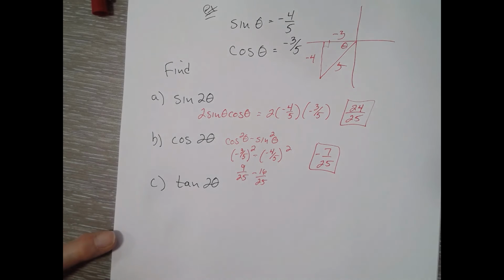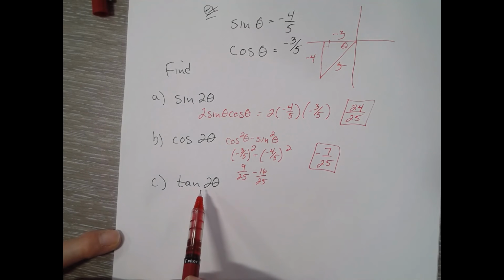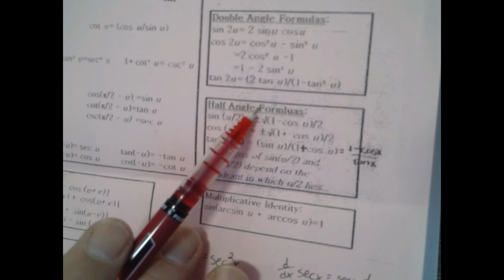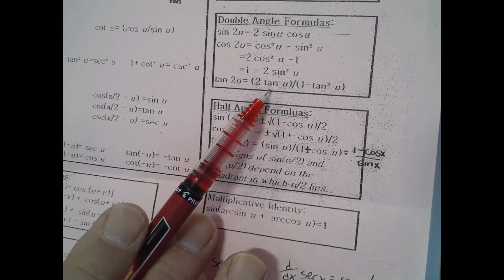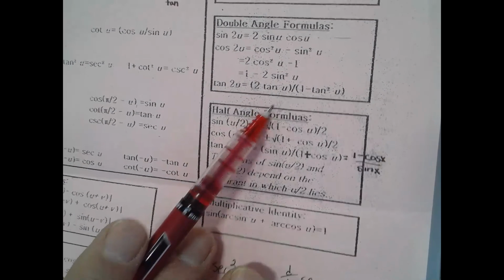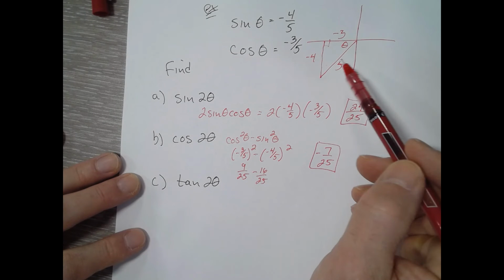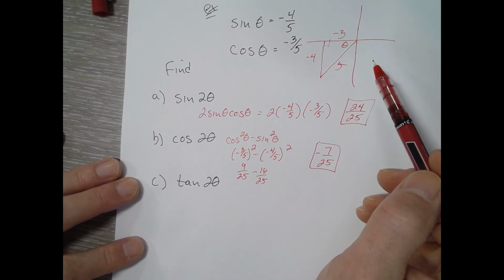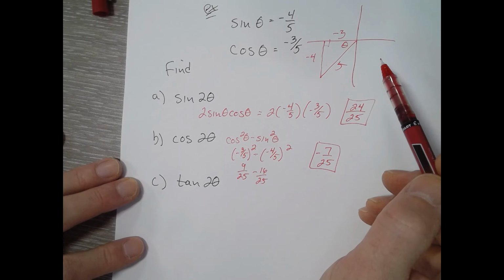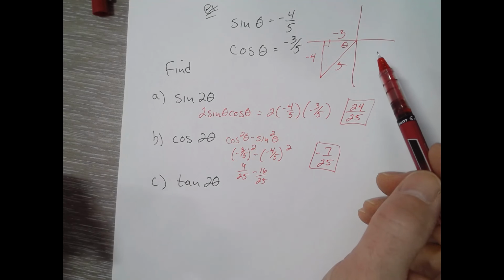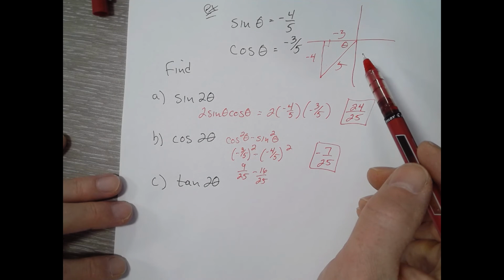And we could use the tangent of 2 theta identity if we wanted to. Double angle for tangent is 2 tangent theta over 1 minus tangent squared theta. We could figure out the tangent. What is the tangent of theta here? Negative 4 over negative 3, so it'd be 4/3.